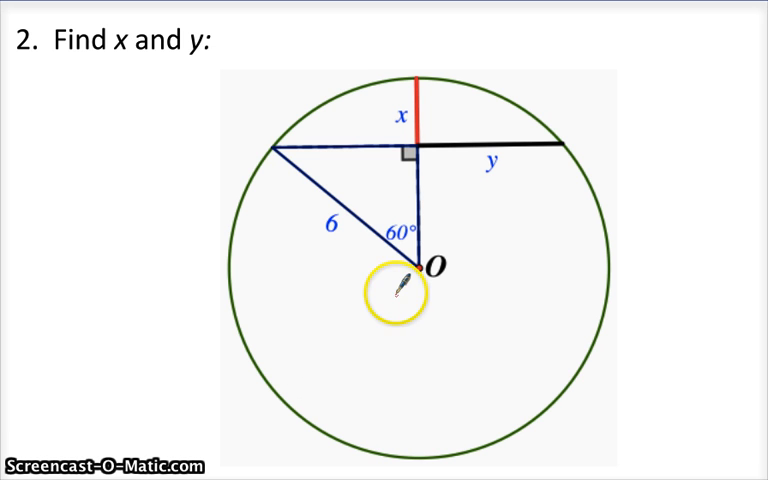Okay. Find X and Y. All right, so the radius of the circle is 6. That's great. So if I want to know the distance from O straight up here to the top, guess what? It's 6.